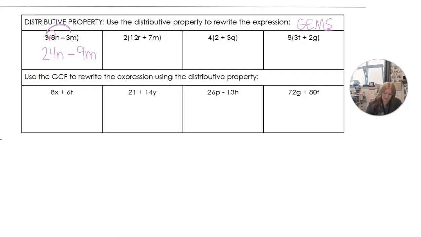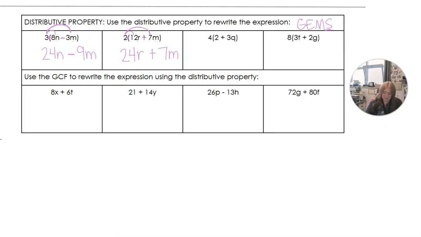Okay, so looking at our next one, starting at our G, our group, we can't add R's and M's together. They're not the same. We don't have any exponents. So we do have multiply. It has to go to everything in that area. So 2 times 12 is 24, 24 R's. We are adding on 2 times 7 with an M.